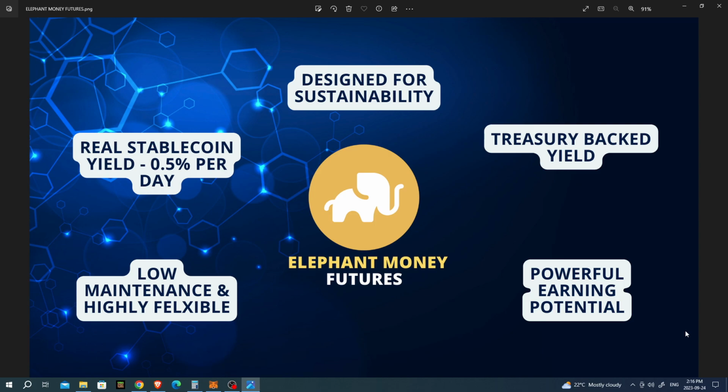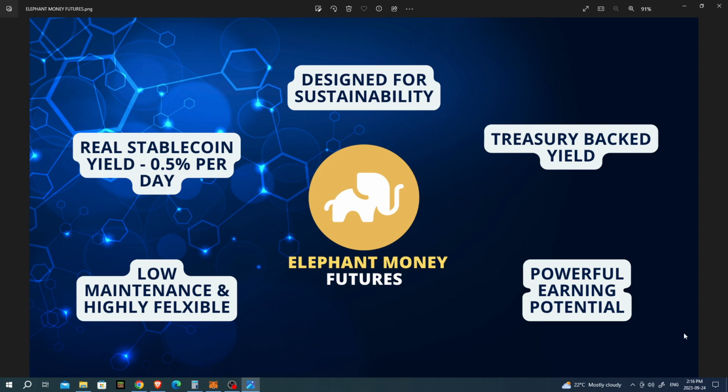Today we're going to get into Elephant Money, the futures side. We've previously covered a video which talks about the token. If you're interested in that, please check that one out. Again, this is not financial advice. Please do your own research. I'm just trying to provide you some information and education on the ecosystem around Elephant Money.